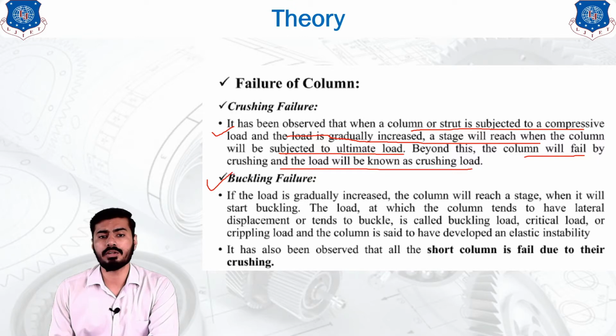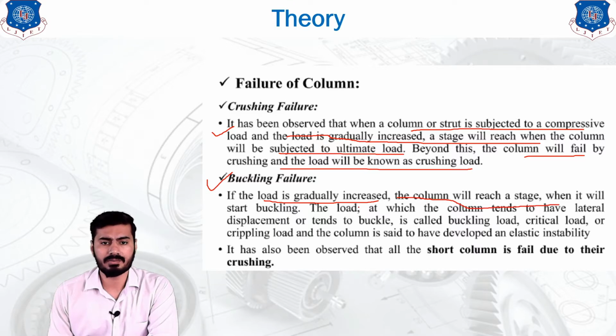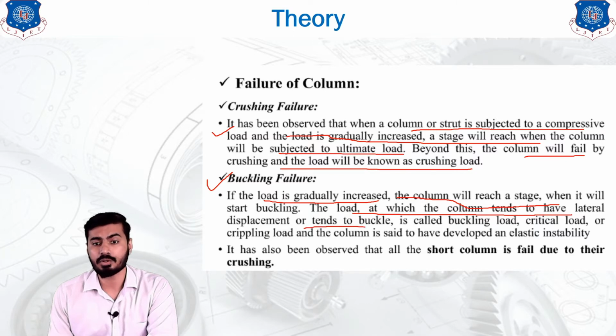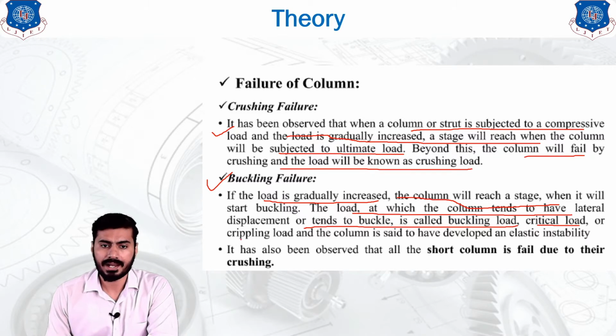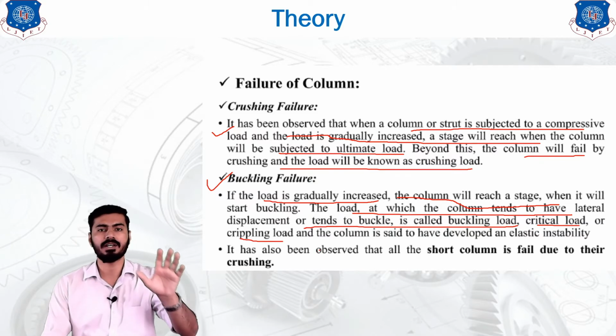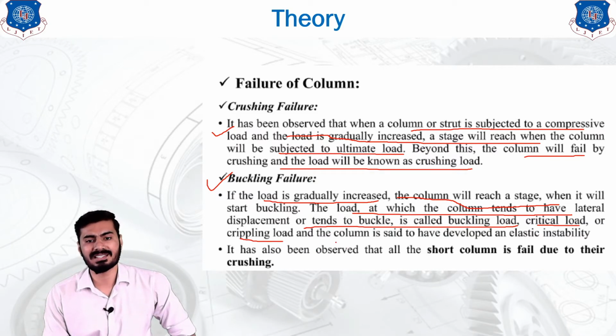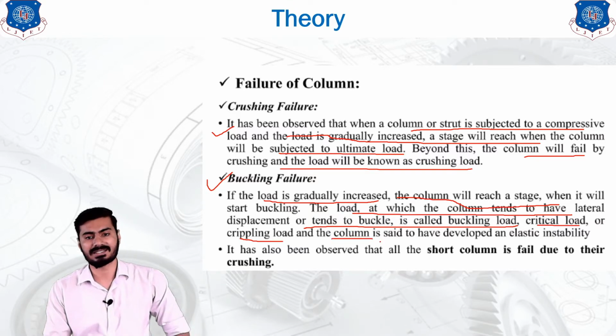Buckling failure is when the load is gradually increased and the column reaches the stage when it will start buckling. The load at which the column tends to have a lateral displacement or tends to buckle is called a buckling load. It is also known as the critical load, crippling load or bending load. Those are the synonyms of buckling, and we will utilize each and every synonym in our examples also.